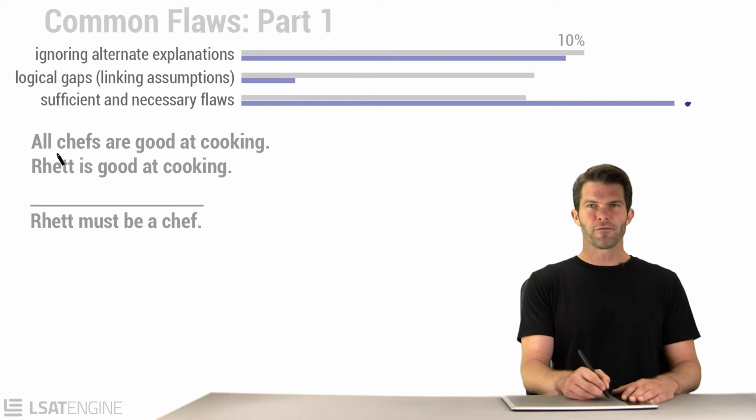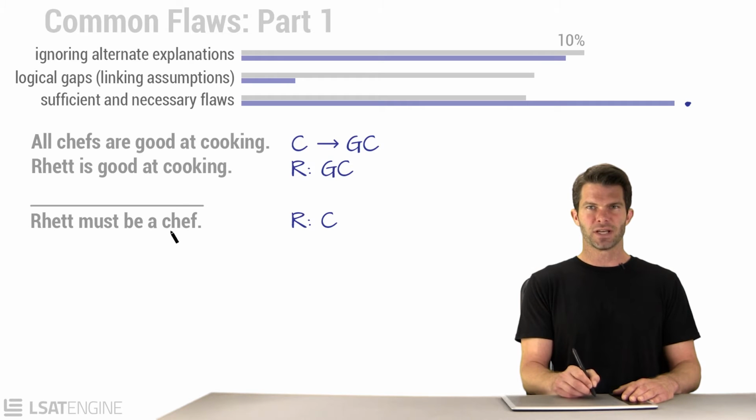Here we have an argument. Our first premise is a conditional statement. All chefs are good at cooking. And then we're told that Rhett is good at cooking, therefore he must be a chef. So this is our sufficient condition, and it implies our necessary condition.